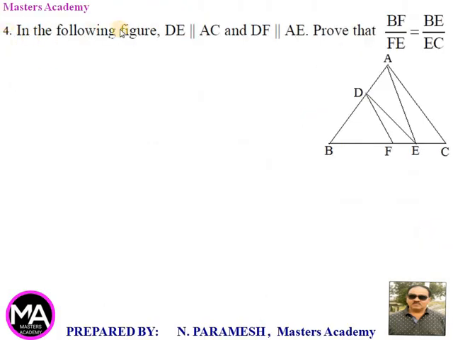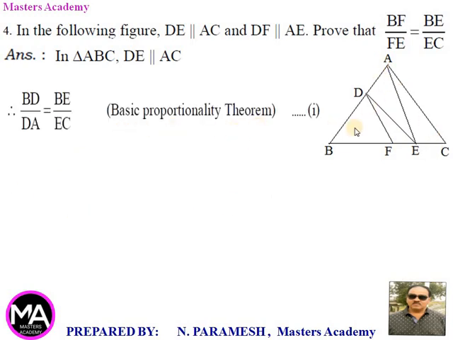Fourth question, in the following figure, DE is parallel to AC and DF is parallel to AE. Prove that BF by FE is equal to BE by EC. Answer, in triangle ABC, DE is parallel to AC. Using the basic proportionality theorem, BD by AD is equal to BE by EC. Call this equation 1.